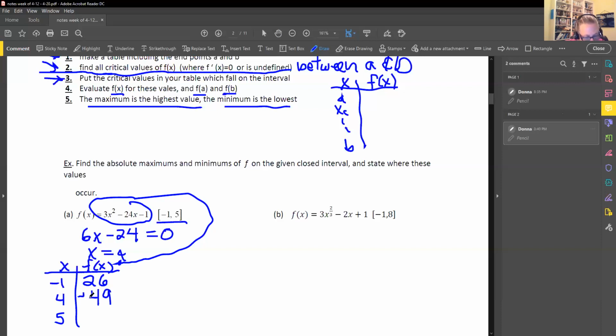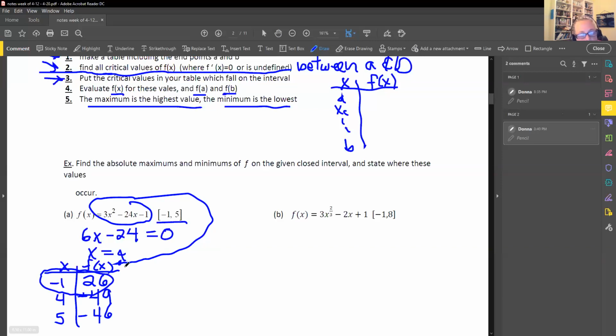And f of 5, I'm going to plug 5 in there. 3 times 25 minus 24 times 5 minus 1, and I get -46. All right, so these are the only candidates I have. So the highest one is the maximum.